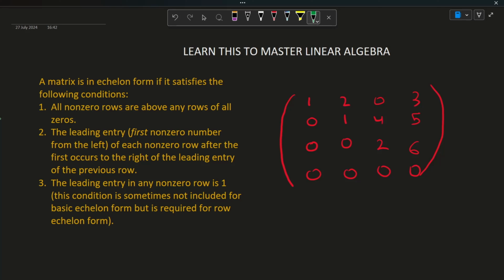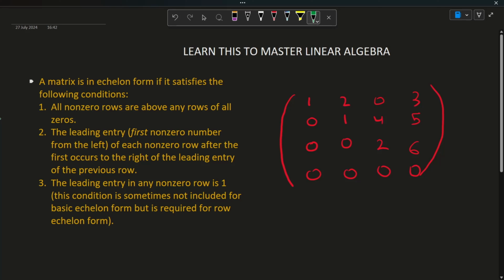Today I'm going to be teaching you two really important topics in linear algebra, echelon form and row reduced echelon form. These topics are really important because you need them to carry out row operations, which is essential in any linear algebra question. So now let's see what these three rules mean.